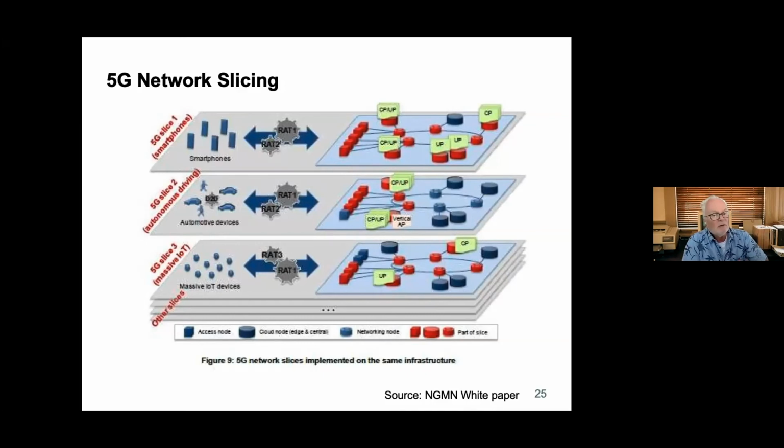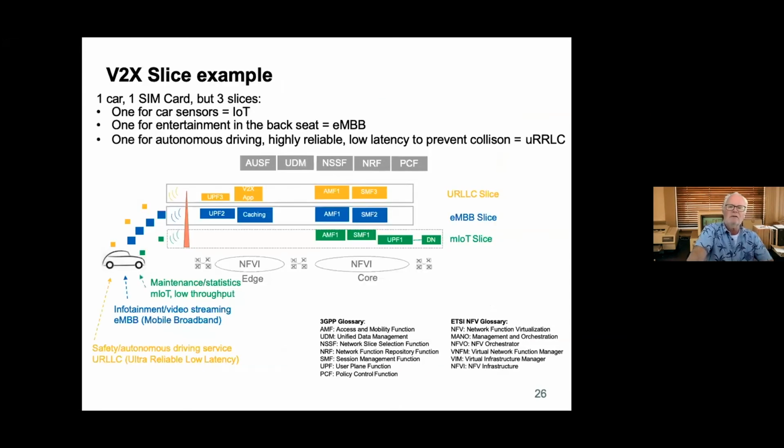Autonomous driving, you want it to happen pretty quick if you have a self-driving car. So you want that slice to be pretty fast with low latency, as an example. And here's an example of that right here. 3 slices, 1 SIM card, 3 slices. 1 for the car sensors, cameras, radar, LiDAR, those kinds of things. 1 for entertainment in the back seat, and 1 for autonomous driving. And that autonomous driving slice, you want to be highly reliable, low latency to prevent collisions.